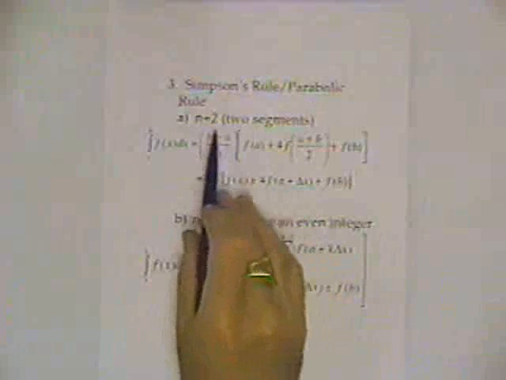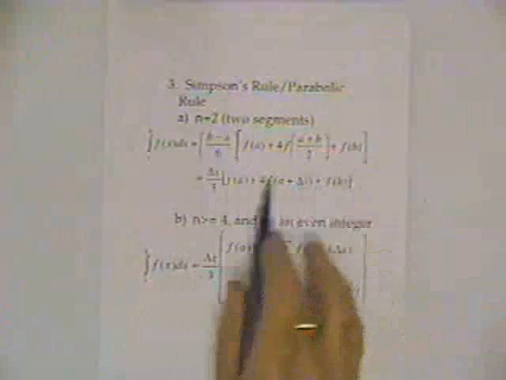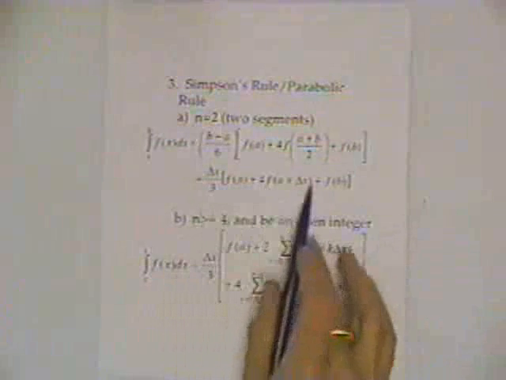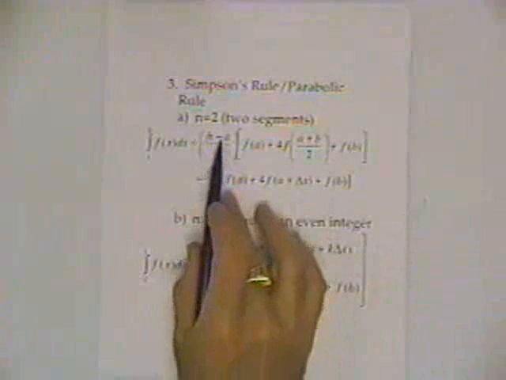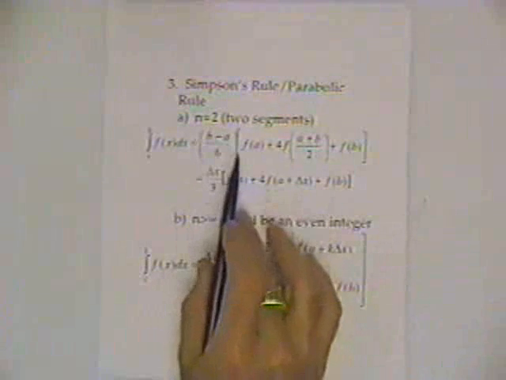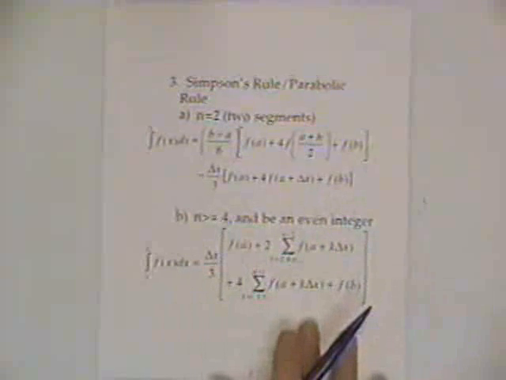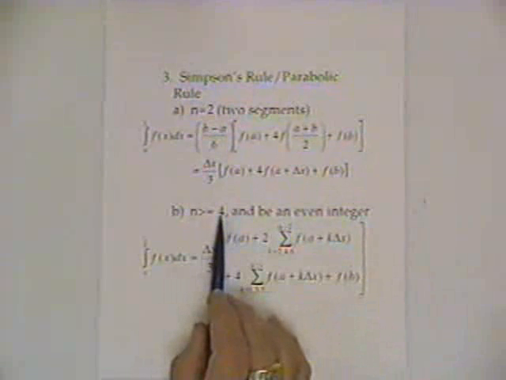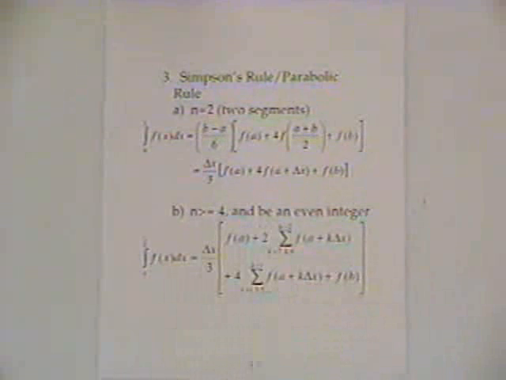So if you have n equal 2, with equally spaced data, this is the functional form that you can use. You can either use it in this form, or if you like it in terms of delta x, you can put it in this form. And that's just based on b minus a over 2 being equal to delta x. If you have more segments, n greater than or equal to 4, and n is an even integer. Because Simpson's rule is lumping intervals together in pairs to do this calculation, any application of Simpson's rule to multiple segments has to have an even number of segments.